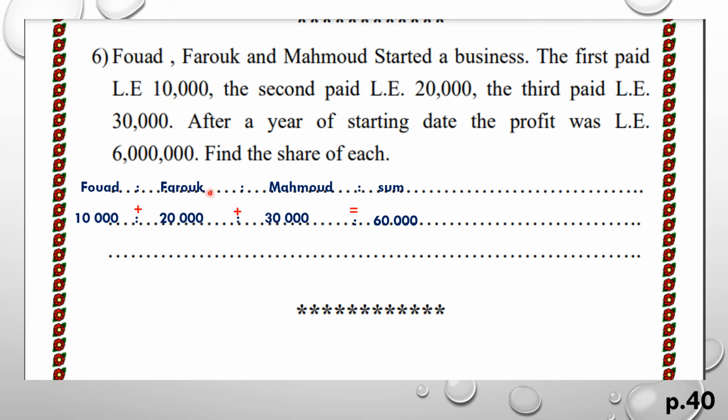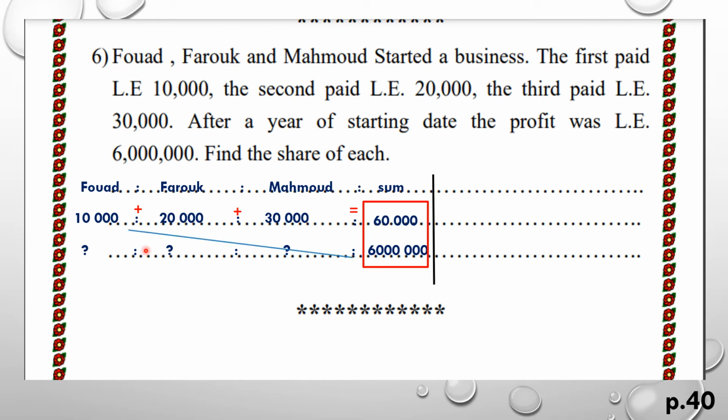Now, the real profit, which should be distributed among these three persons, is 6 million. So, under the sum, we are going to put 6 million. Now, let's find the share of each one. Here is our completed column.